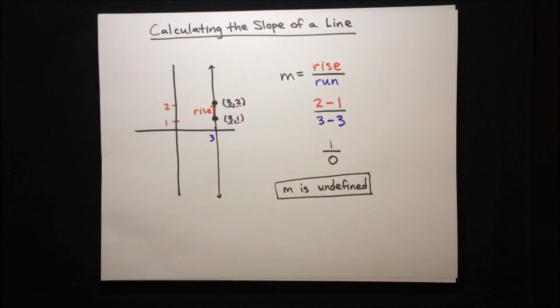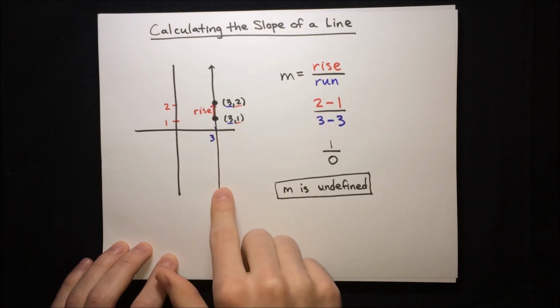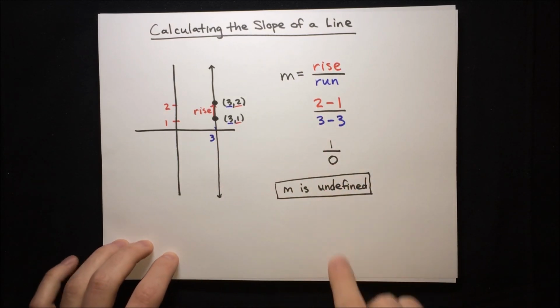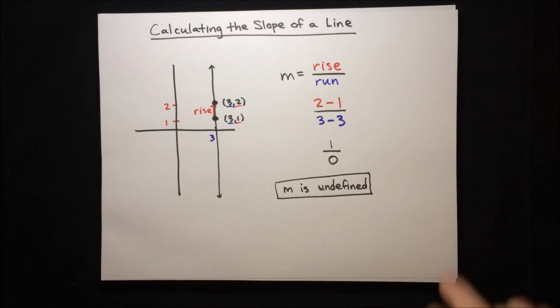In the future, we'll learn how to use the line's graph to tell whether its slope is positive, negative, 0, or undefined without even needing to perform the calculation.